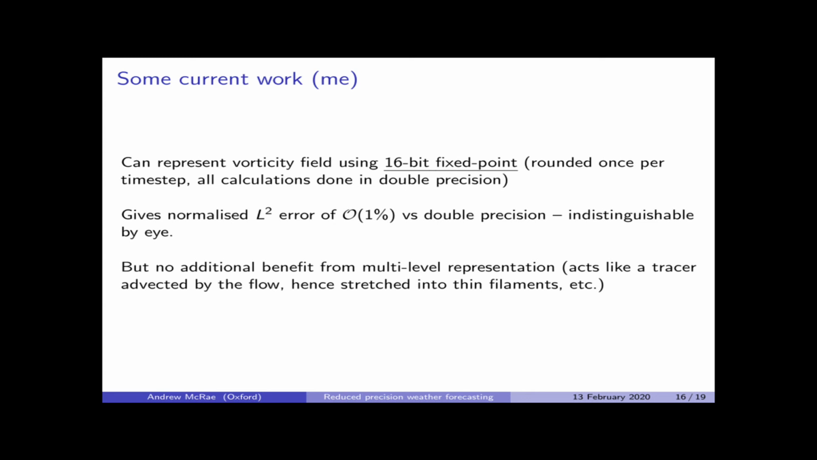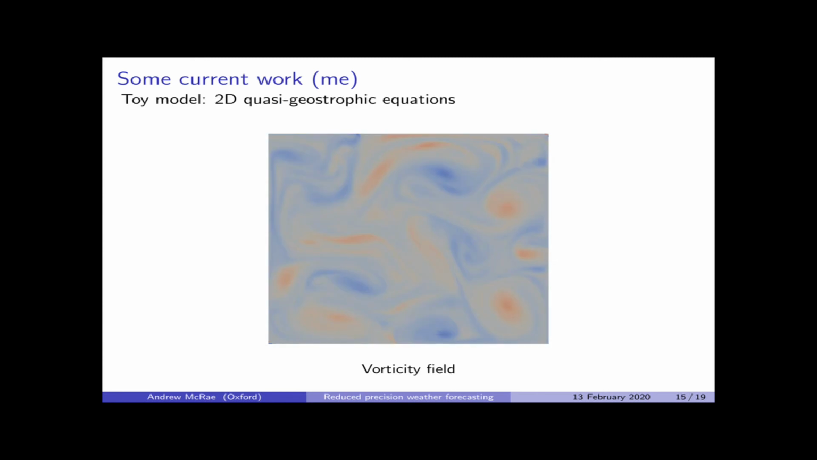I've now switched to fixed point numbers because everything was between -1 and 1, and so floating point numbers seemed a bit unnecessary. I found I could represent the vorticity field using 16-bit fixed point numbers, and I'd get a normalized L2 error of something like 1%, which is small enough that if I plot them next to each other, I can't tell the difference. However, for this field, I didn't get any benefit from this multi-level representation. If I go back, it should be obvious why: this is a tracer field being advected with the flow, so it's being stretched out into long, thin filaments, and therefore it's varying quite a lot on the grid scale.